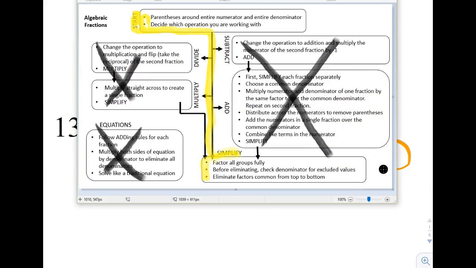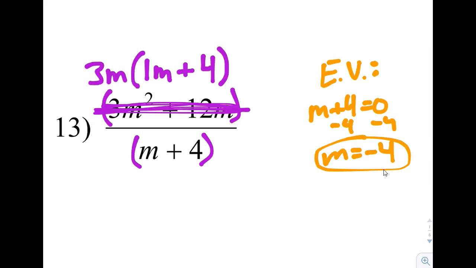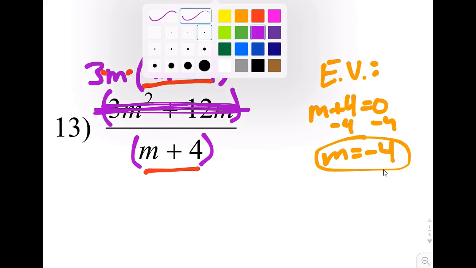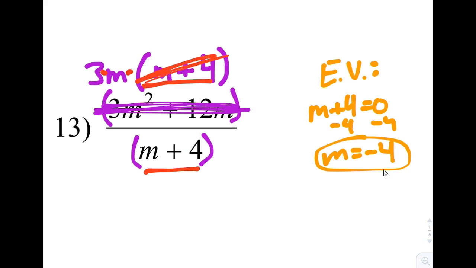It says, eliminate factors common from top to bottom. And we look at this, we're looking for things completely identical, top and bottom, in this big pile of multiplication here. And we have 3 times m times 1m plus 4 on top, on bottom just m plus 4. You'll notice that this and this look very similar but not exactly the same. And the reason is that 1 is not necessary to be written. m and 1m really are the same thing. And so if you wanted to write that without the 1, that's going to help it look identical. So now we can cross out these two identical things.